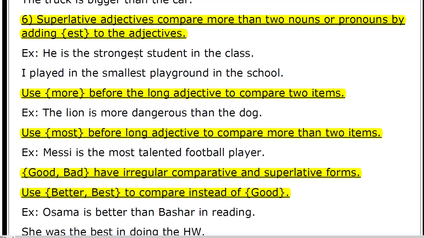Okay, I'm not comparing him with only one student. No, I'm describing him as the best, the strongest one. So this is called superlative adjective, adding est to the adjective. Another one, I played in the smallest playground in the school. So the adjective small, we added est at the end.